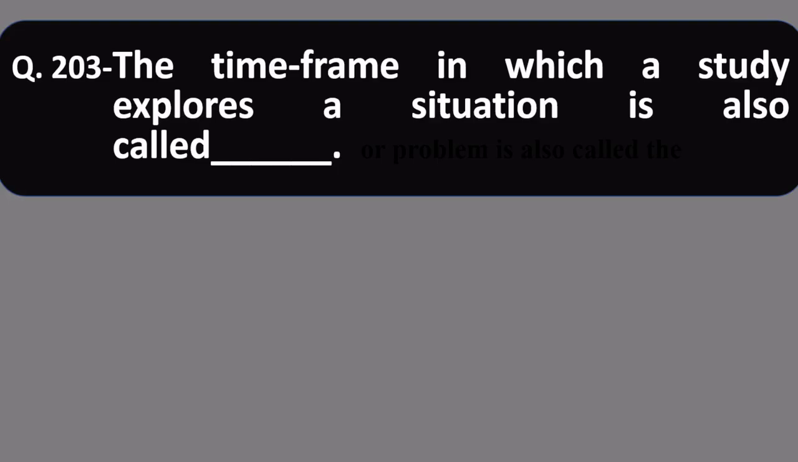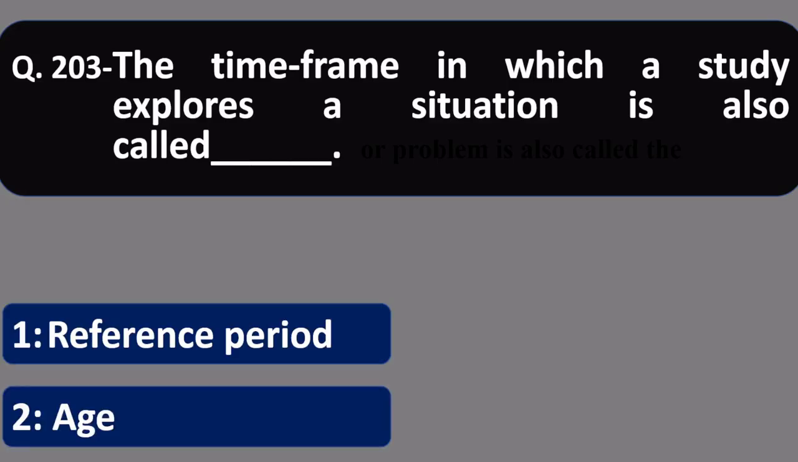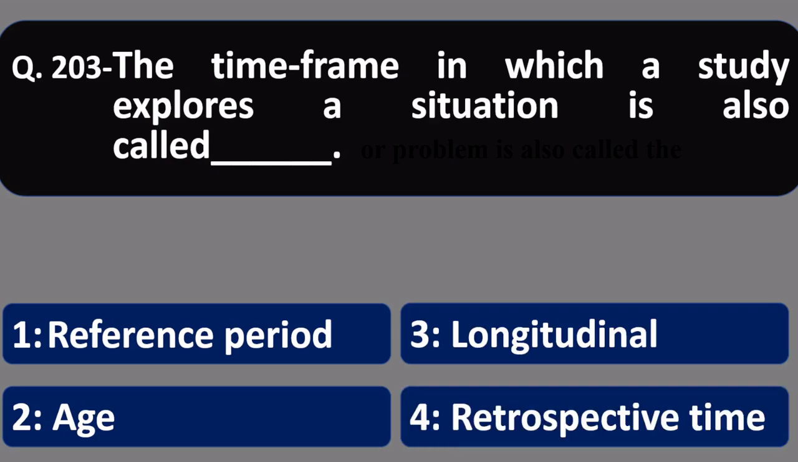Question 203. The time frame in which a study explores a situation is also called. Number 1, reference period. 2, age. 3, longitudinal. 4, retrospective time. The time frame is called reference period. Option 1 is correct in terms of this question.